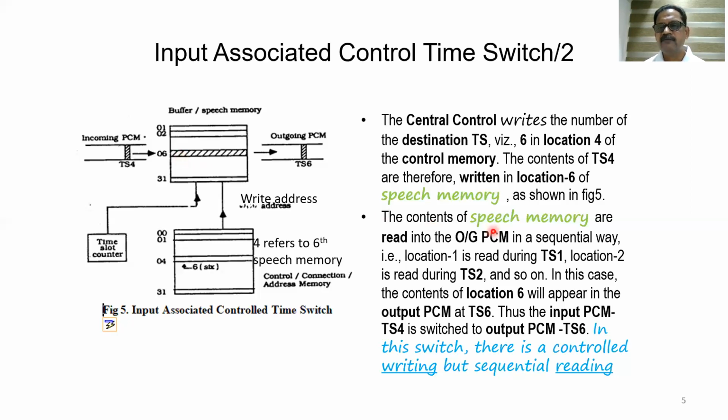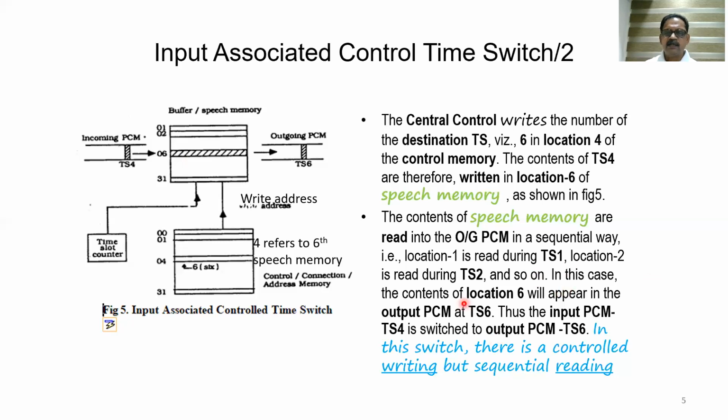The contents of the speech memory are read into the outgoing PCM in a sequential way. That is, location 1 is read out during TS1, location 2 is read during TS2, and so on. So as far as this example is concerned, thus the input PCM TS4 is switched.